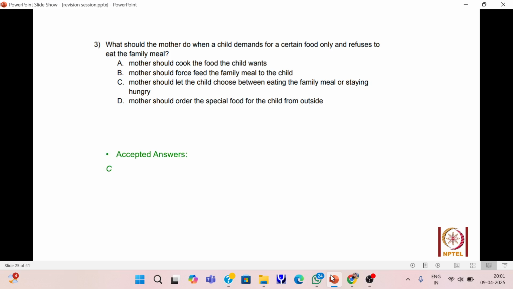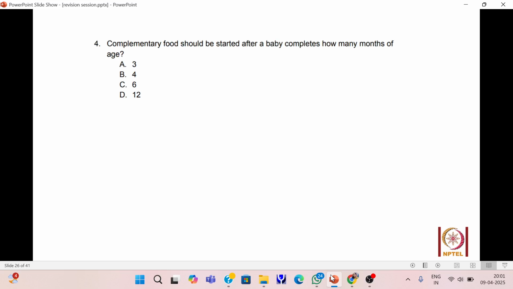Let's see, the correct answer is C. Mother should let the child choose between eating the family meal or staying hungry. Moving on to the next question. Complementary food should be started after a baby completes how many months of age? 3, 4, 6, 12.